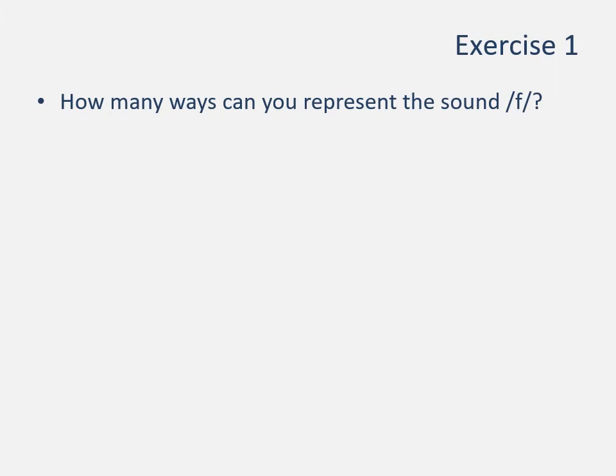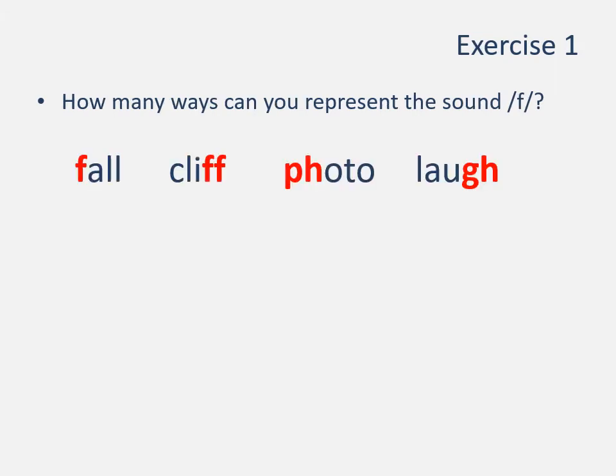So here's an exercise. Think how many ways can you represent the sound F. Here are my examples. You may have different words, but hopefully you have come up with a single F, as in fall, double F, as in cliff, PH, as in photo. What about GH, as in laugh? You see how complex writing in English can be.